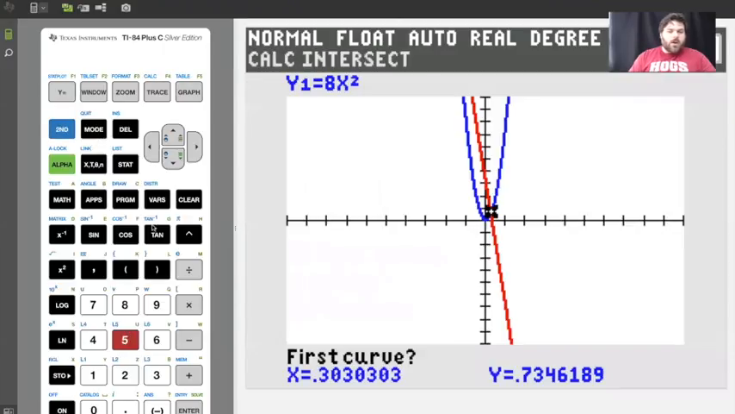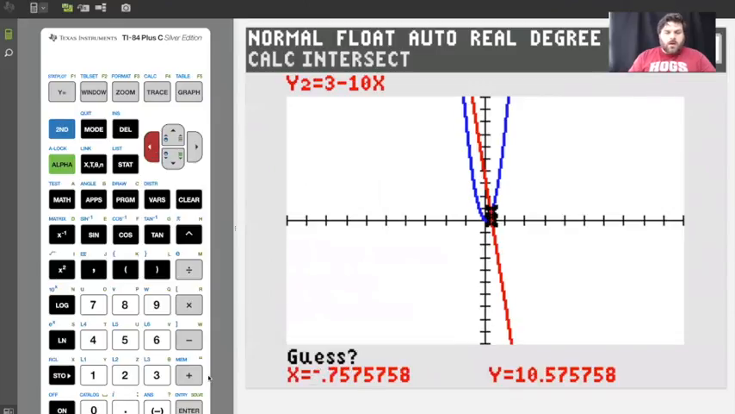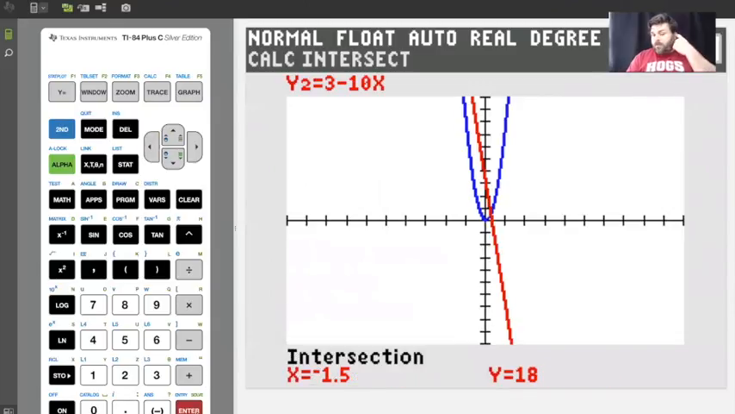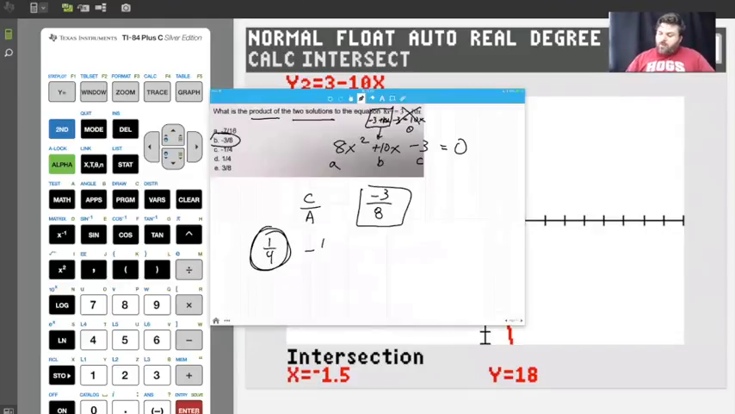I think it's not going to work here. See how you can't see it? We're going to try enter, enter, and then we're going to get close and hit enter. I did find it. So negative 1.5. So negative 1.5, that's negative 3/2.